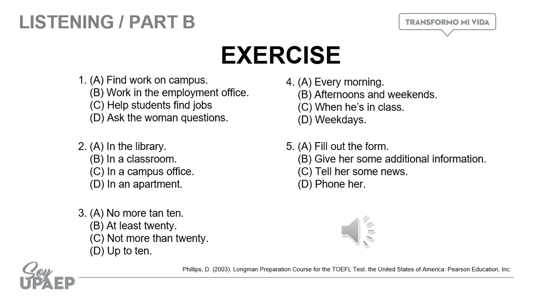Okay, let's check our answers. The first answer, question number 1, is A. Find work on campus. Number 2, where does the conversation take place? In a campus office, that is letter C. Number 3, the answer for the question is not more than 20. If you notice, as we anticipated the question, they were asking us for a number. Number 4, do you remember frequency? The answer is afternoons and weekends.